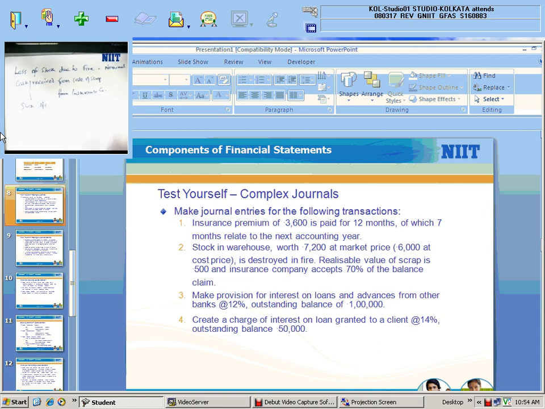So what is the journal entry here? Stock account is a real account. These are also real accounts. So we have several accounts involved here. One is a nominal account, loss of stock due to fire. The others are real accounts. So the journal entry involved here will be, what is the loss of stock? Loss of stock due to fire.